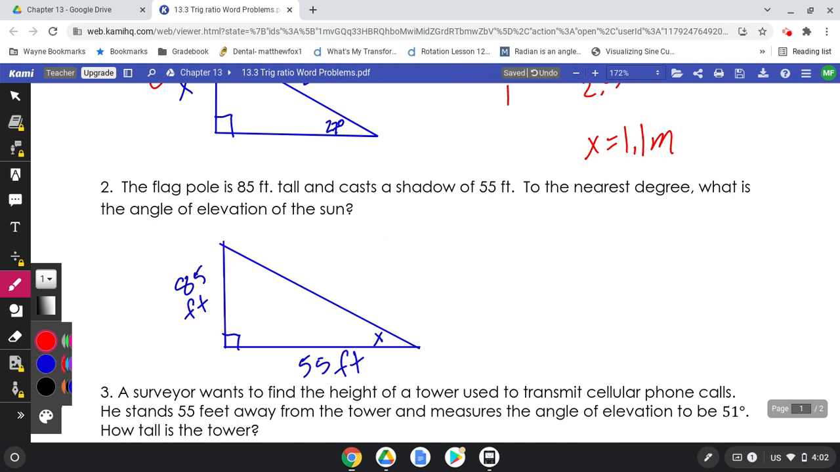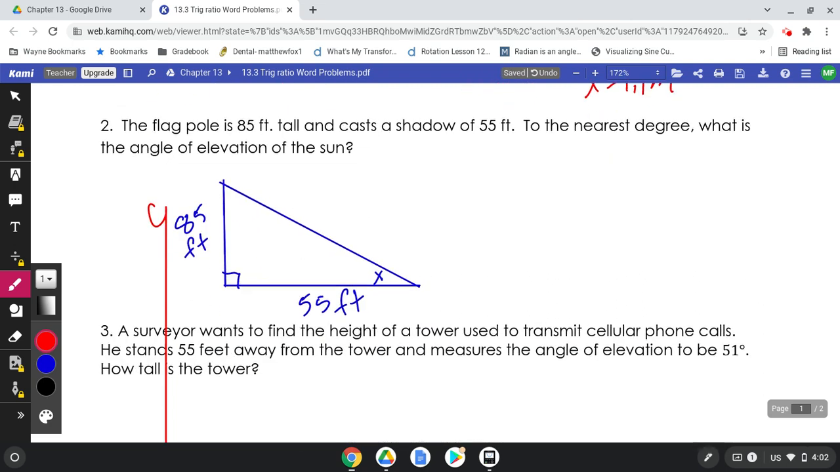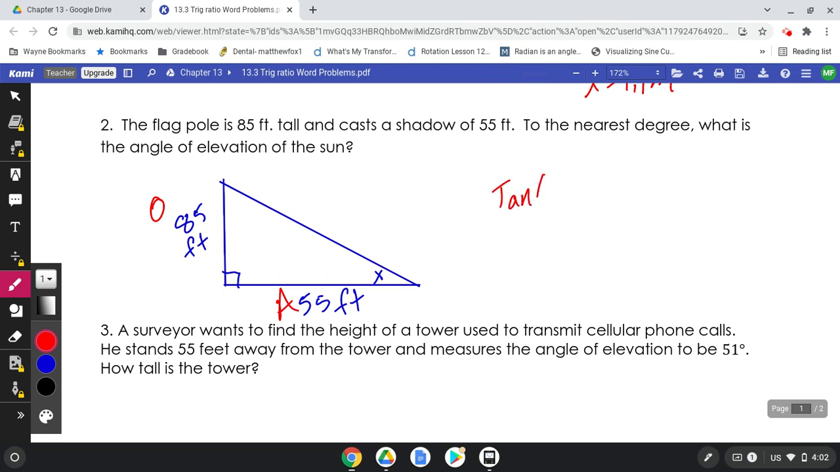Now, to do this, once again, label our sides. So that's O. That's A. O and A, we're going to use tangent. So tangent of X, we don't know, equals O over A. So 85 over 55. Remember, when we take this, we have to take the inverse tan. That's how we'll get rid of that. It's the inverse tan of 85 divided by 55. And that will tell us what X equals.